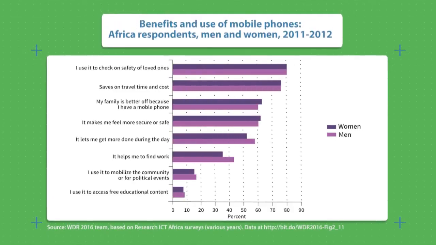Across 12 countries in Africa, 62% of people believe that their family is better off because of mobile phones, whereas only 21% disagree and 17% are not sure. And 76% of people say mobile phones help save on travel time and costs. A majority, 62%, also believe that mobile phones make them more secure.